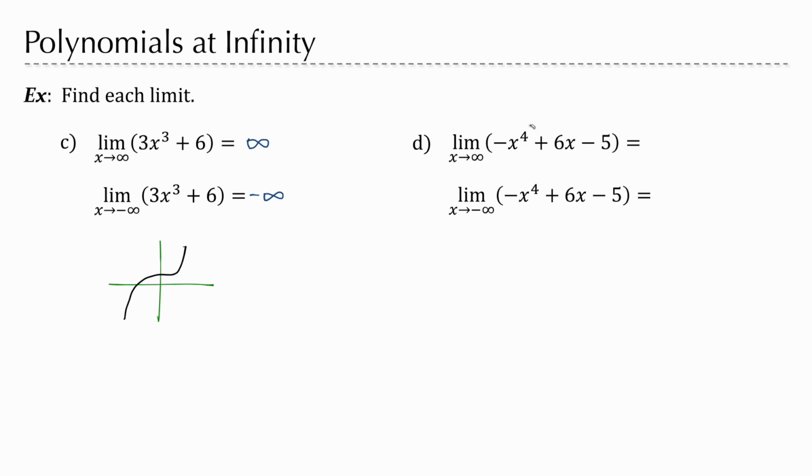Now in our last example, we're going to just focus on this negative x to the fourth. So in this case, it's going to be a negative even graph. So that means whatever it looks like, it's going to be going like that. Whether I go all the way to the left or the right, because it's even, they're going to do the same thing. Because the leading coefficient is negative, the y values will be decreasing without bound in both directions. So on this one, both of these are going to end up being negative infinity.